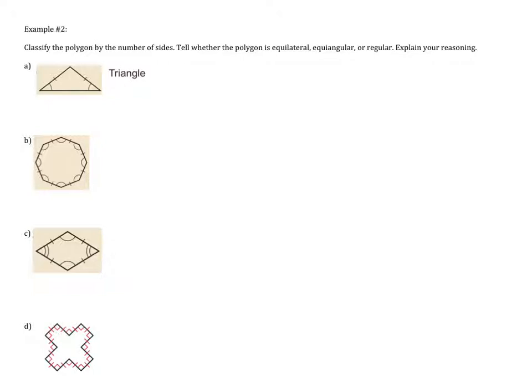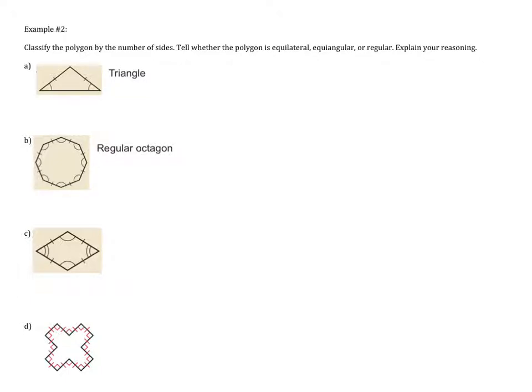So remember, if we have a polygon that is equilateral and equiangular at the same time, that polygon is regular. So we would call this a regular octagon. Part C. First, I see that there are 4 sides, so I know this is a quadrilateral. Next, I see that all 4 sides are marked congruent, so therefore I know this is an equilateral quadrilateral.